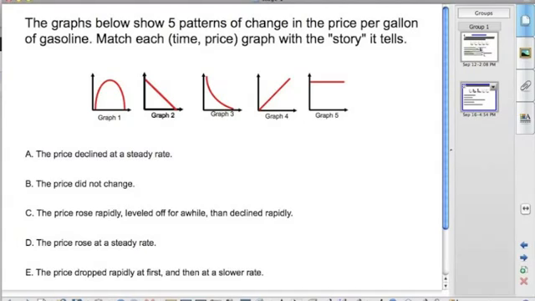Time price graph with the story it tells. So again, we're going to take a look at where our graphs are and also jot some notes to remind us of why we made those final decisions.